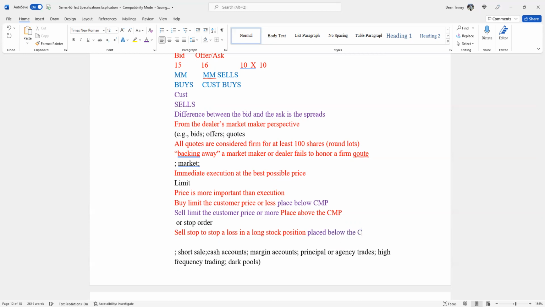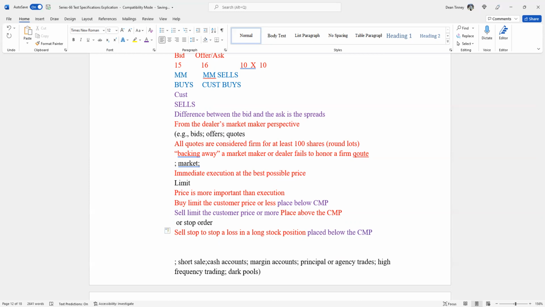And again, these aren't lectures. I have a whole trading lecture, a whole types of orders lecture. This isn't a narrative lecture. This is an explication. So if you feel like you need more background behind the explication of the test specifications, go grab those narrative lectures in the playlist and you can get full narrative lectures rather than what this is, which is the explication. Anyways, buy stops are used to stop a loss in a short position.